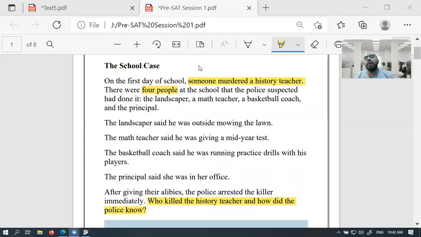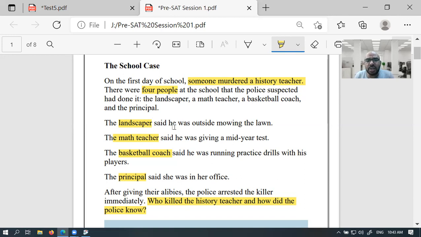Ziad says, okay, well, guys, all of you pay attention. See the trick now, the big trick. So those guys, the landscaper, the math teacher, the basketball coach, and the principal gave their testimonies about what they were doing during the murdering time. See the math teacher. If someone is telling lies, then he is the criminal, the killer. So let's see their words.